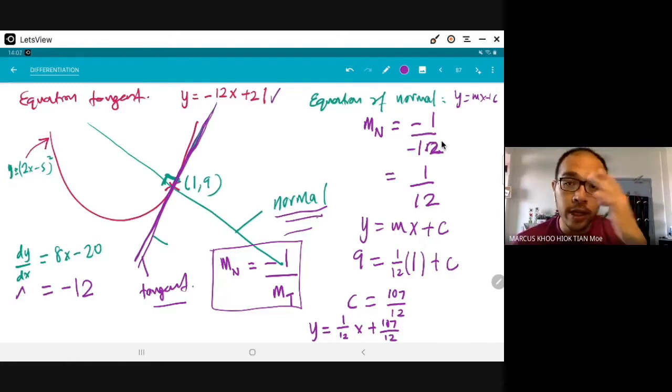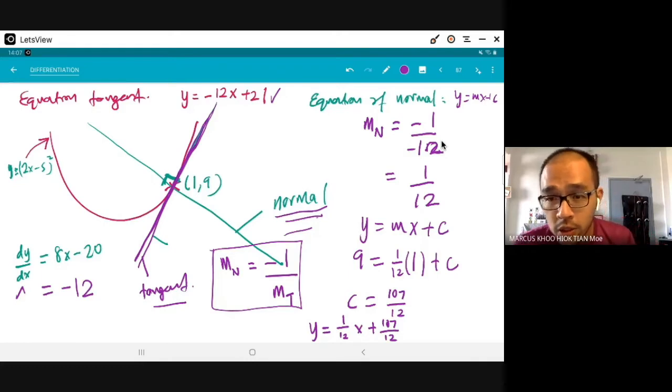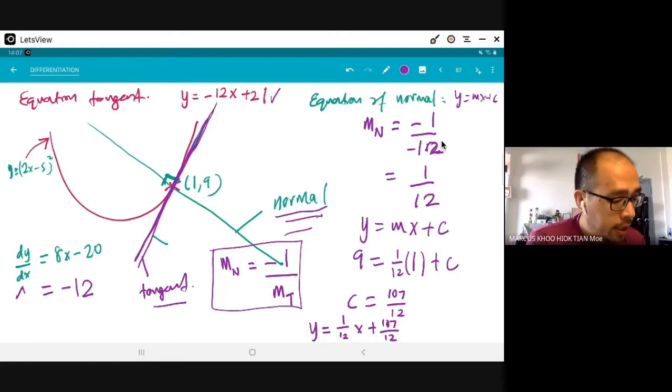Okay, so equation of tangent, equation of normal, we actually already studied last year. The only thing we're doing this year is just relating it to differentiation. And that's the point of this entire exercise for today. So right now what I want you to do is, you can use y minus y1 also if you want, no problem.